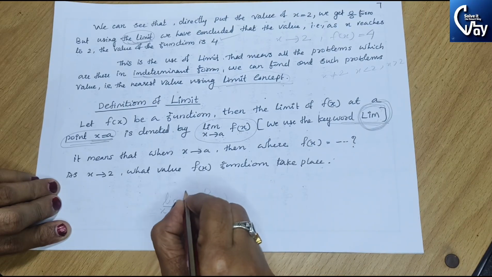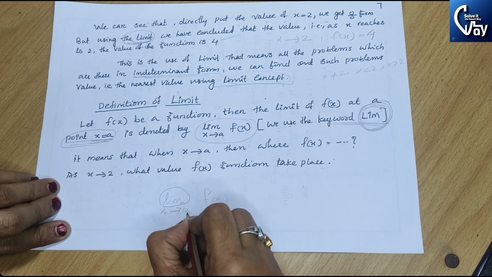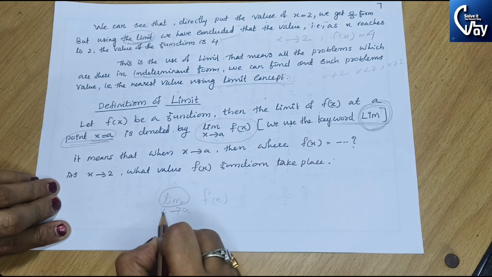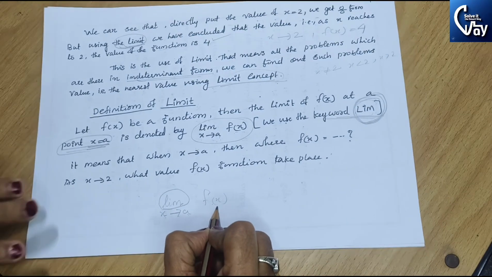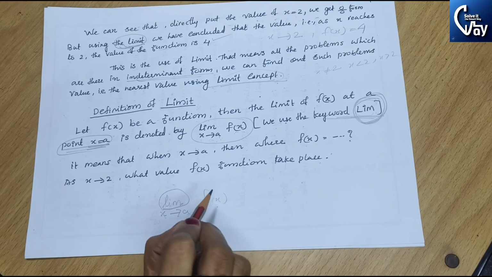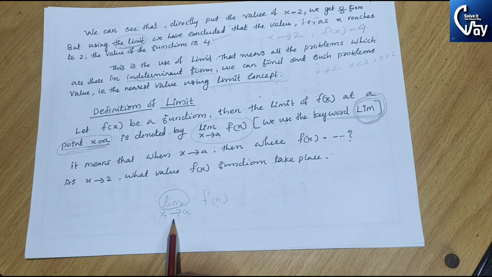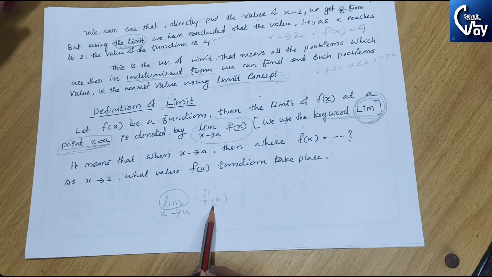We use the word lim for limit. Limit x tends to a f of x, or limit x approaching a f of x. We let f of x be a function, then the limit of f of x at a is denoted by limit x approaching a f of x. Is it clear?